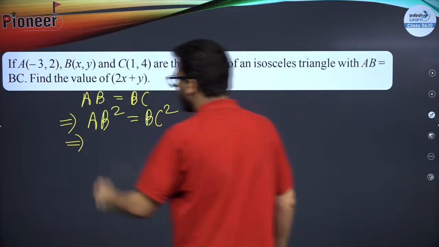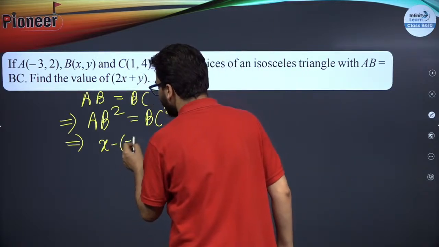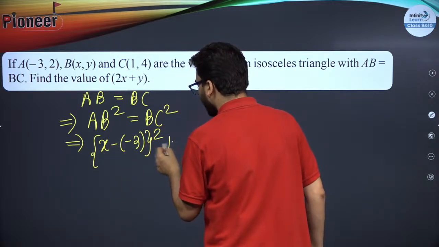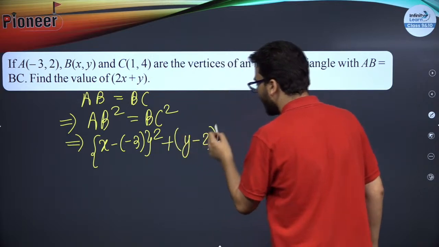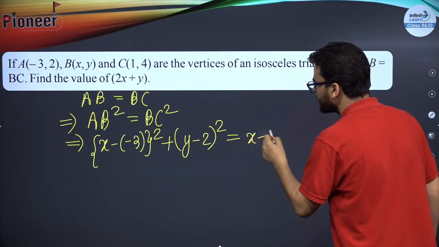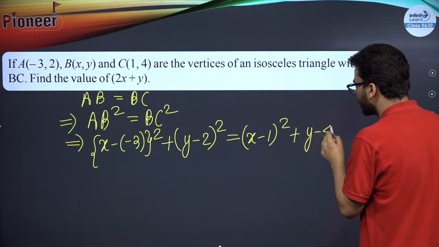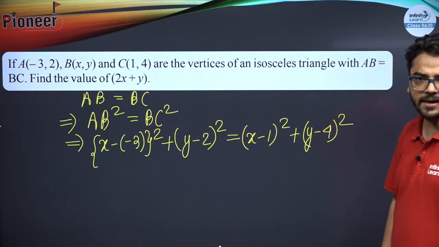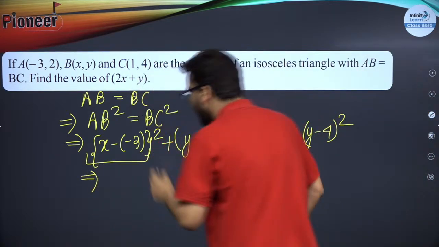So AB square over here will be what, guys? It will be x minus 3 the whole square, correct? Plus y minus 2 the whole square I can say over here, and that is equal to BC square over here. So can I not say that it is x minus 1 the whole square plus y minus 4 the whole square? I can say that over here. Is it clear?